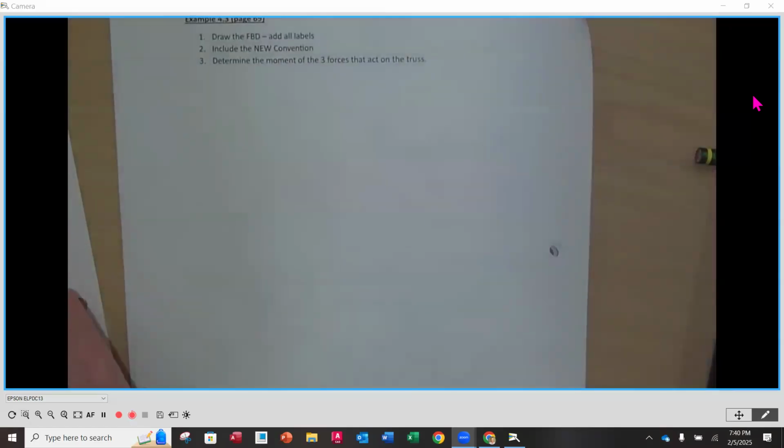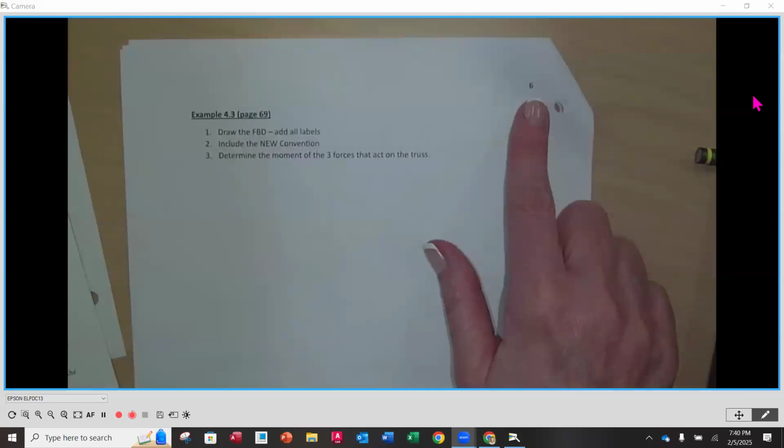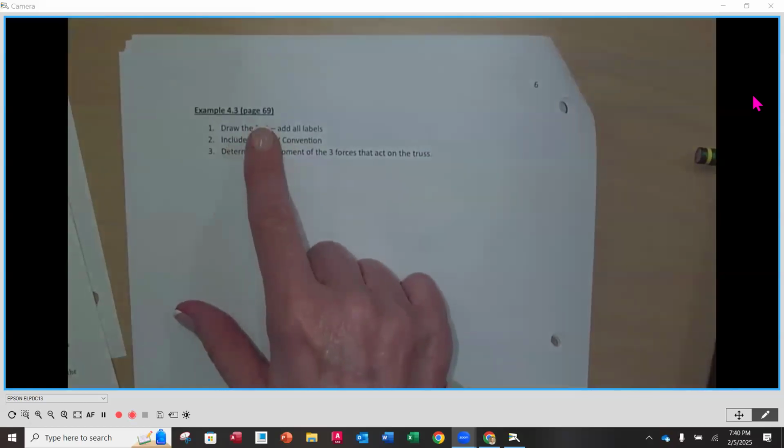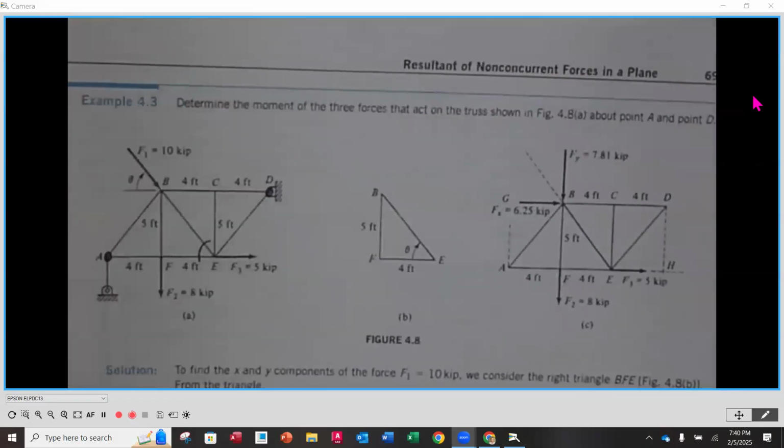Let me look at the next problem and see what that looks like. Let's do one more example problem tonight, okay? And then I think we will be in a good place. So the next problem we're going to look at is example 4.3, which is on page 69 in our handout. This is the problem that we're going to look at.